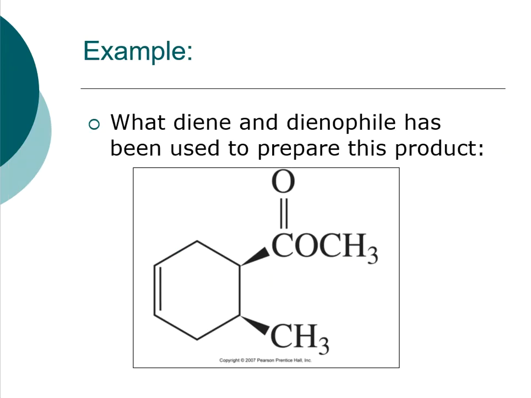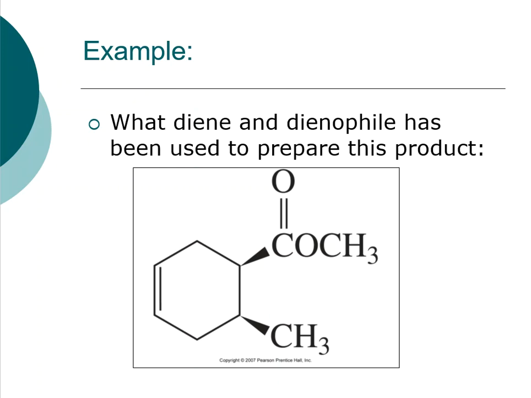Here's a question I want to leave you with. What diene and dienophile has been used to prepare this product? Remember back in the day when we did synthesis problems and I said, hey, we've made this. How did we do it? That's what they're doing here. Hey, we've made this molecule. How did we do it? And they're letting you know that this was done with a Diels-Alder reaction. Because they're telling you a diene and a dienophile has been used to make the product. How do we do it?